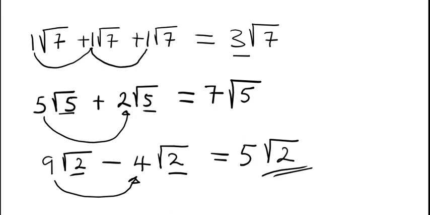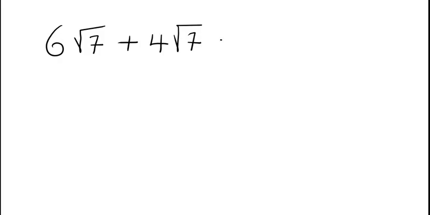Let's go ahead and look at this. We have 6 root 7 plus 4 root 7 minus 3 root 7 plus root 7. How do we go about this? If you look at this, you see that this question contains similar surds. We have root 7, root 7, root 7, root 7.